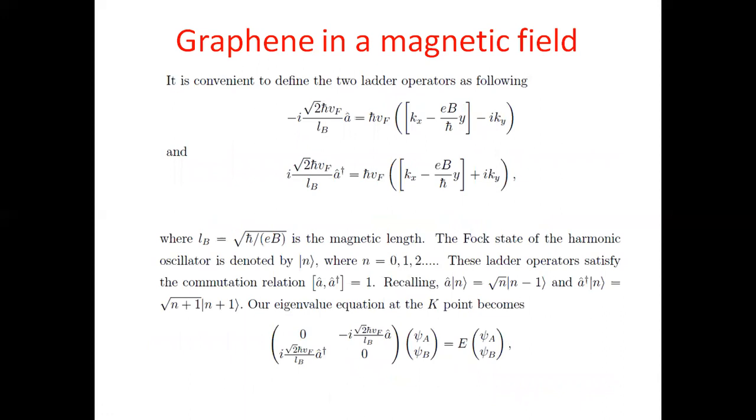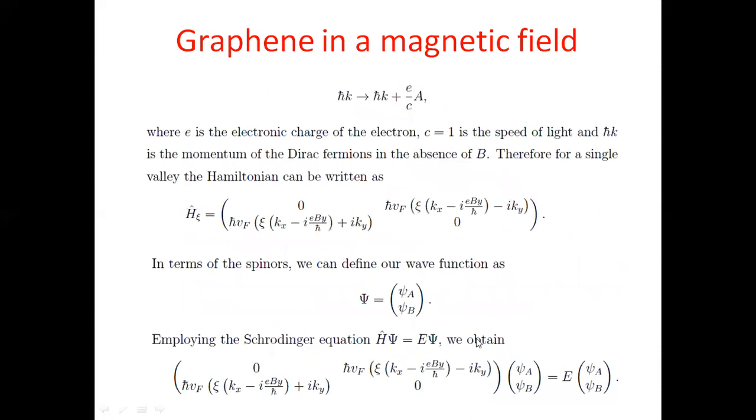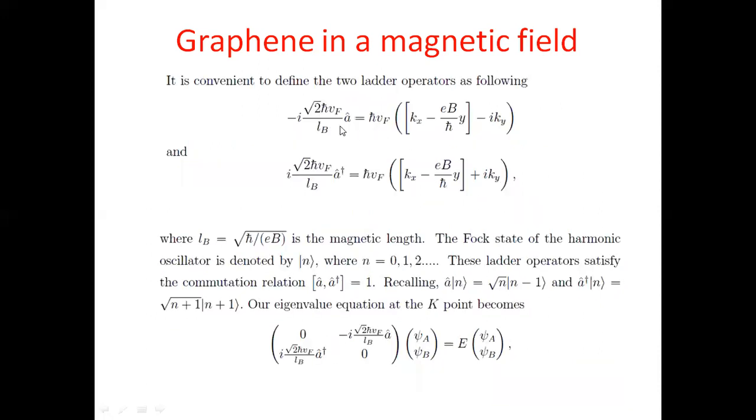And now we can define the two ladder operators as follows. This term is represented by a multiplied by some constant values, and a dagger is represented by this equation, where lB is the magnetic length, which is equal to the square root of h bar over eB. Now the Fock states of the harmonic oscillator are denoted by n, where n is equal to 0, 1, 2. These ladder operators satisfy the commutation relation [a, a dagger] equal to 1.